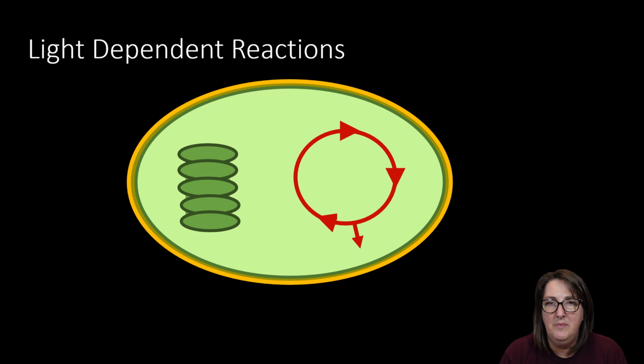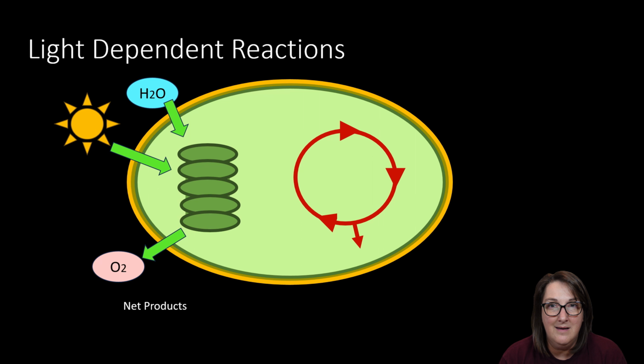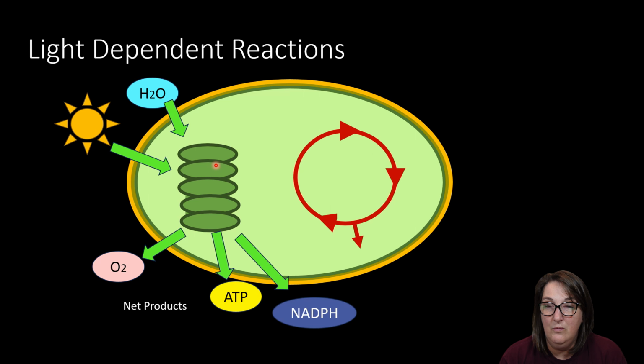So we have the light dependent reaction, and remember, water and sunlight have to come in. And then I'm going to have a net product. So this is all the stuff that's going to come out of this reaction. We already know I'm going to get oxygen. That's going to be a waste product. The plant's going to get rid of that. But I'm also making things in this cycle that the plant needs. So the plant needs ATP, and I need what is called NADPH. This needs to go to this cycle over here.